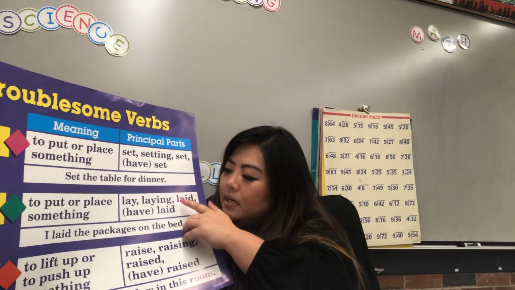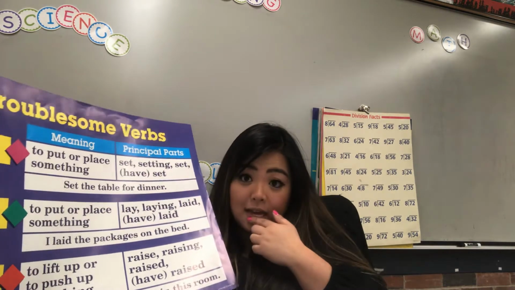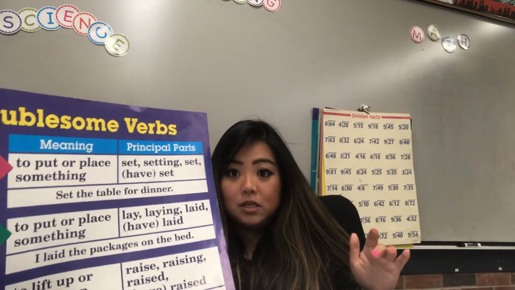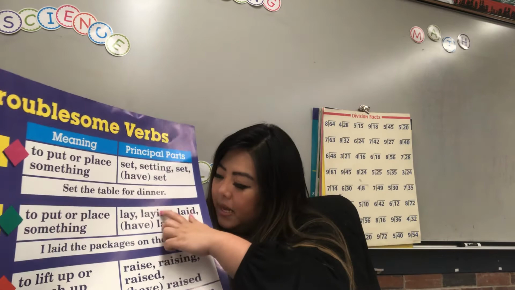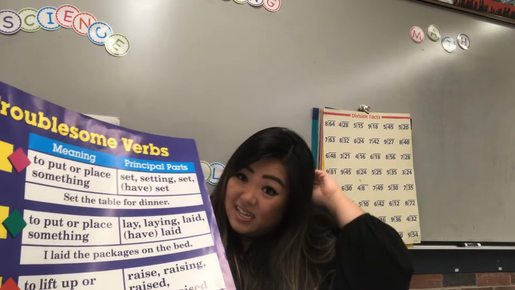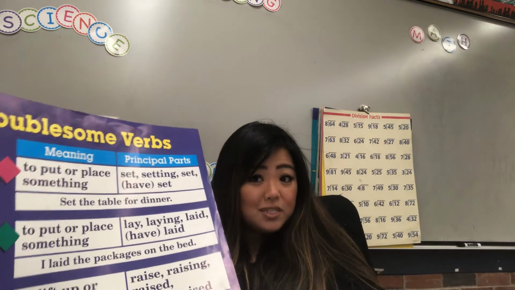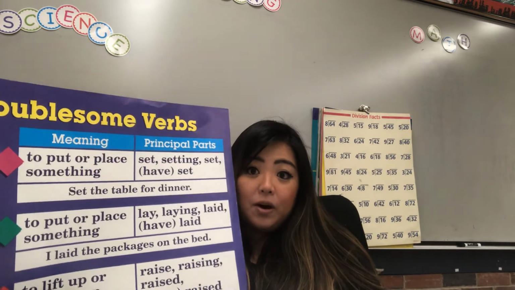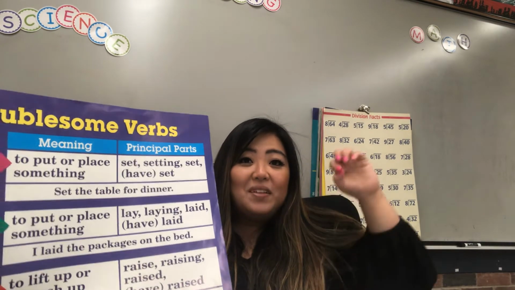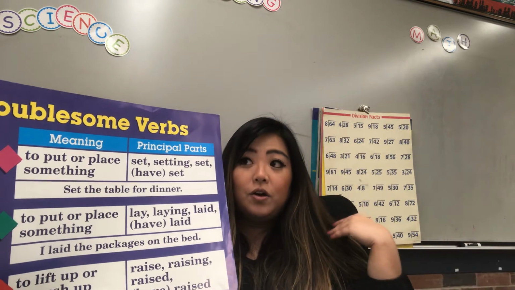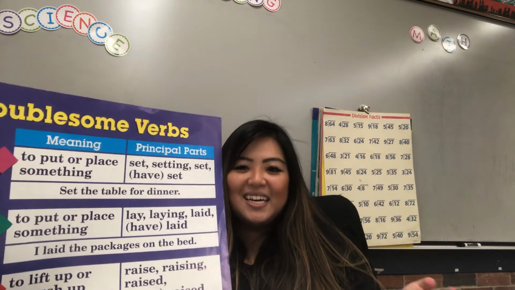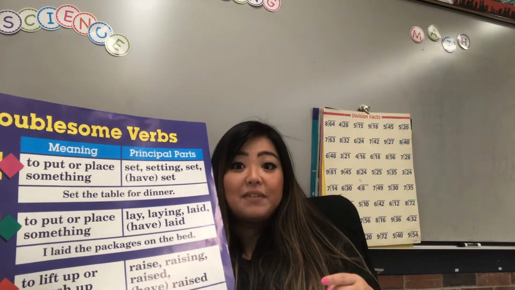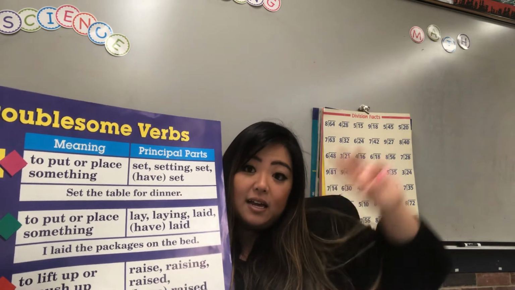I am laying my Legos out to build a castle. So you're putting them down. I laid my pencil here yesterday and it's missing. That means you put it there. I have laid my coat on my bed for many years. Okay, you're putting your coat there. Okay, so this is lay. Lay means to put or place something. So you have to have an object, and let's say it's lay, laying, laid, have laid.